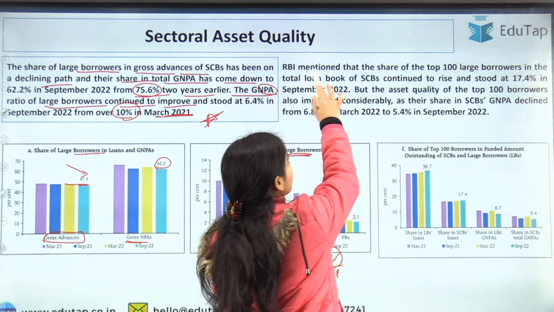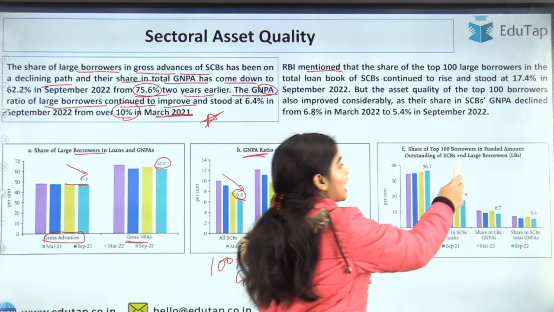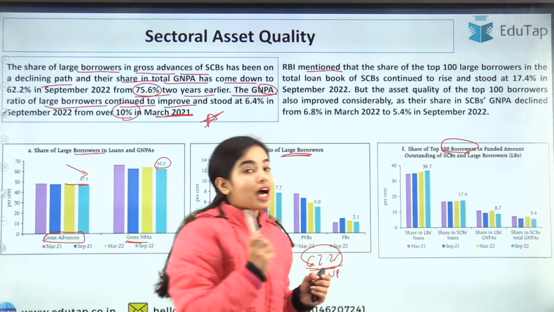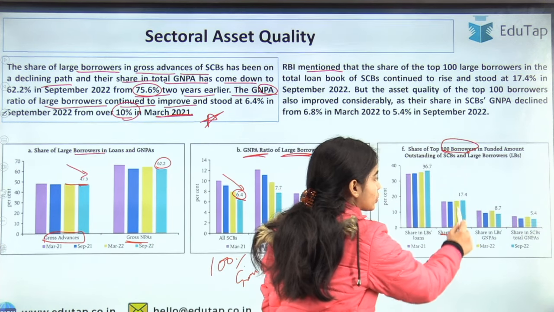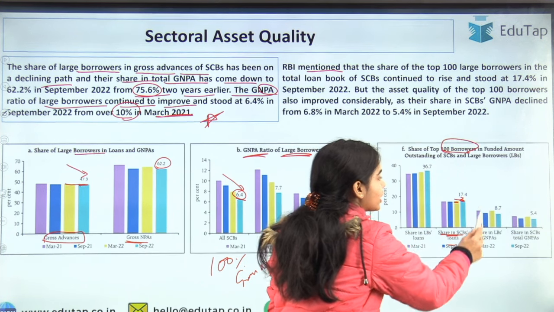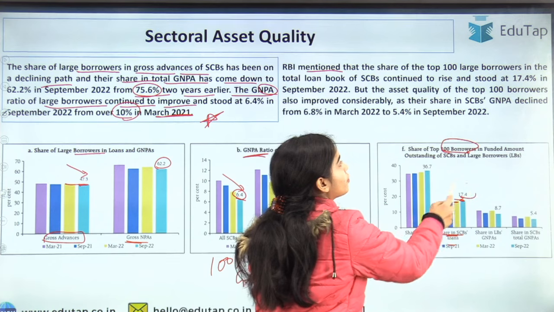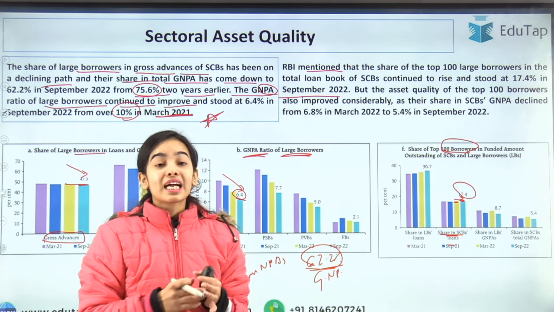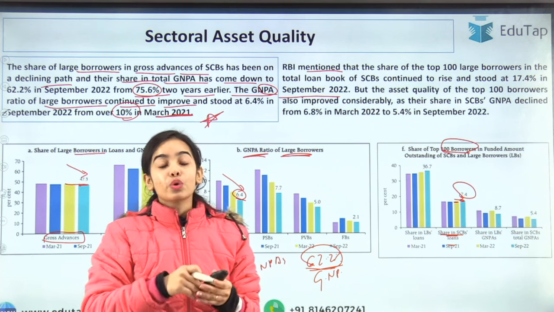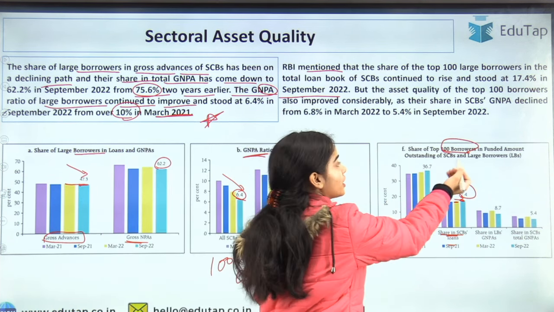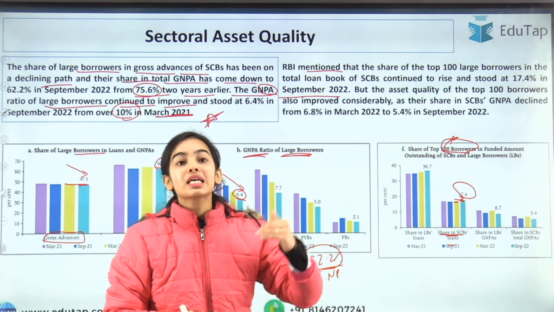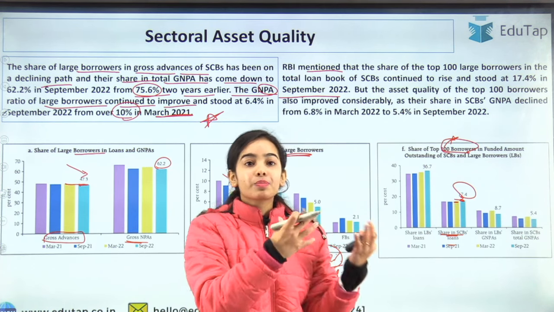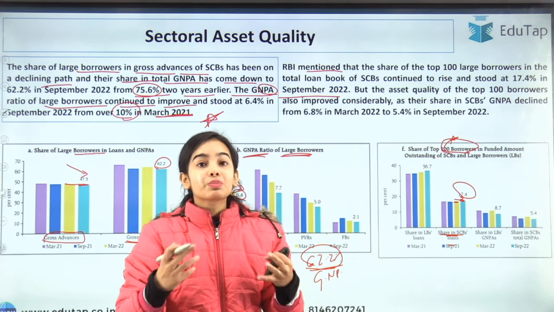Next, RBI mentioned the share of the top 100 large borrowers. We have seen large borrowers, but how are the top 100 borrowers doing? The share of the top 100 borrowers in the total loan book of scheduled commercial banks continued to rise and stood at 17.4% in September 2022. So the large borrowers are taking more and more loans from the banks. That means investment is happening, because they are taking loans for industries, for setting up new industries or something. So the investment is continuing.